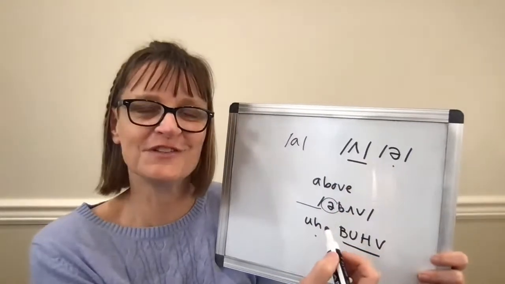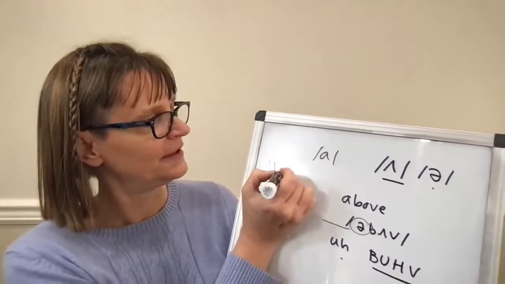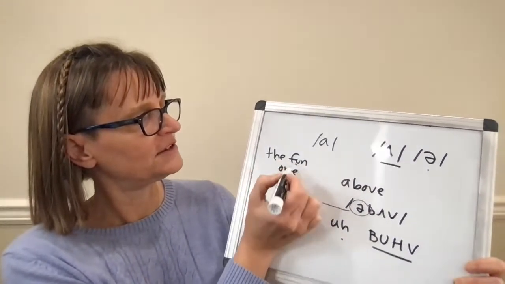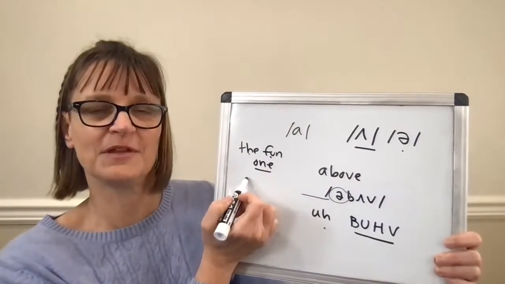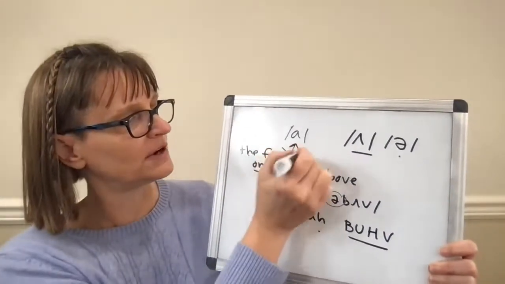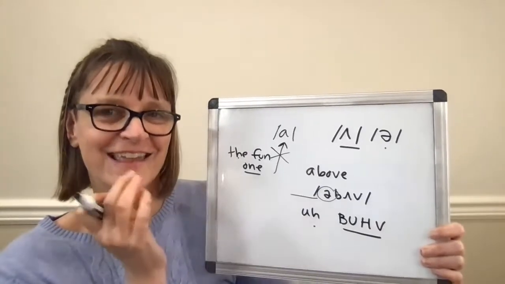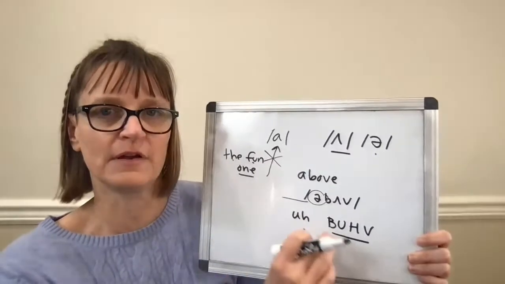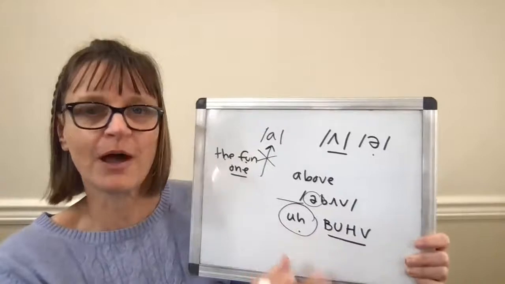If it's easy for you to say the fun one, for example, what you might find is your friends would say, okay, the and fun sound okay, but then maybe you're saying the fun one, and this one is opening up too much to ah. You want to try to avoid that. So if you can go fast, the fun one, and keep it relaxed, then try to slow down. The fun one, keeping that consistent sound all the way throughout.